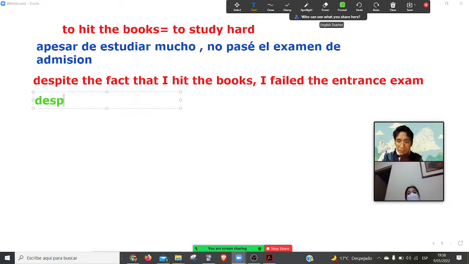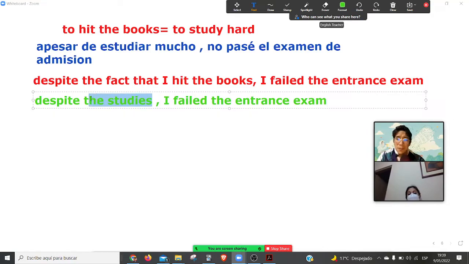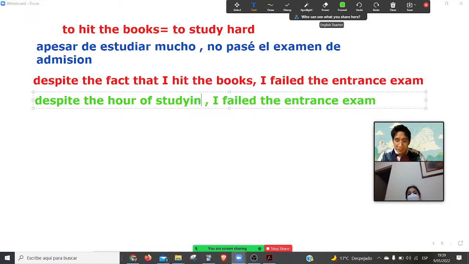Despite. Despite the hard studies or despite the studies. A pesar de los estudios. What else? I failed the entrance exam. O también puedes decir, despite the hours of studying. A pesar de las horas de estudio, I failed the entrance exam.